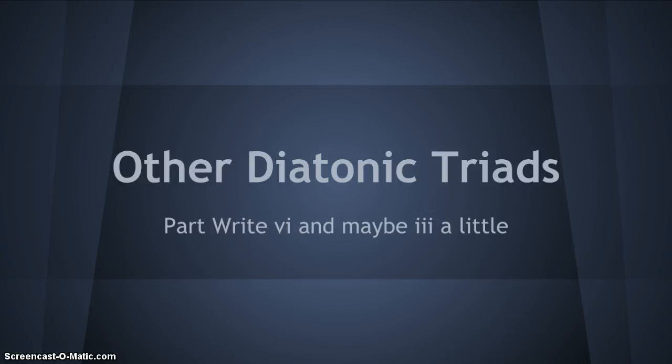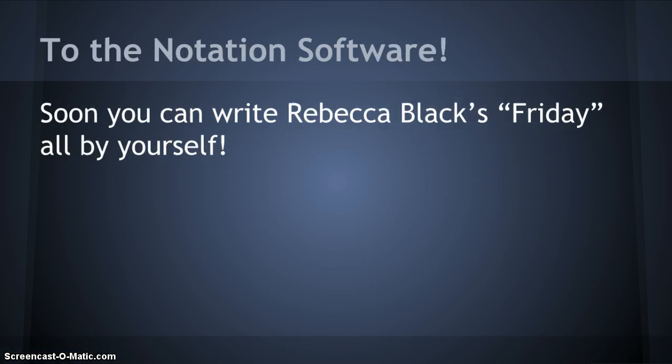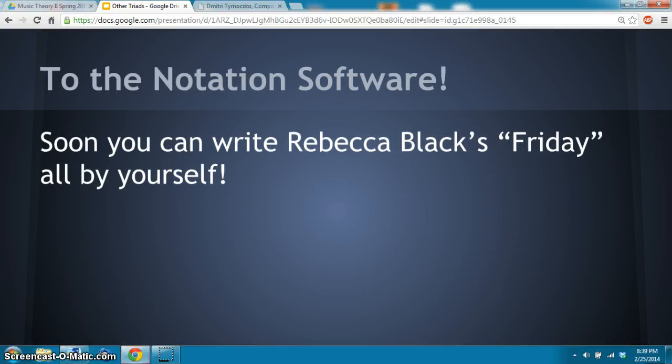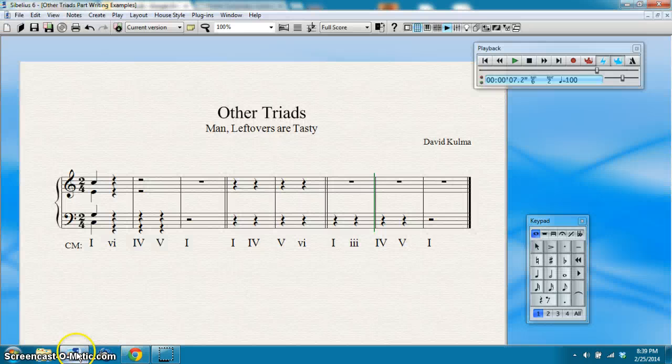Alright, here's the video for other diatonic triads, part writing them. So here we go to the notation software. The first one I'm going to write here is using 1, 6, 4, 5, 1. So here's 6 as a tonic prolongation. I have a 1 chord, pretty standard one.